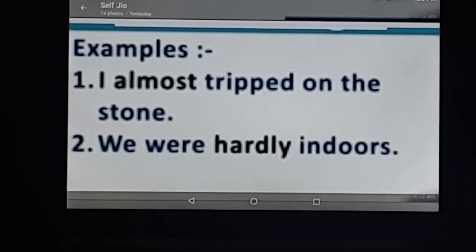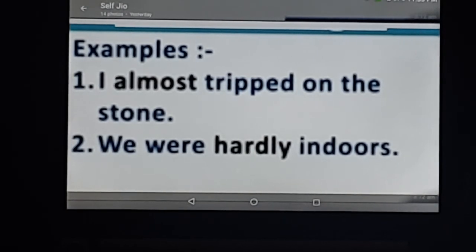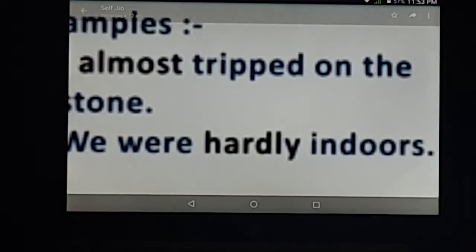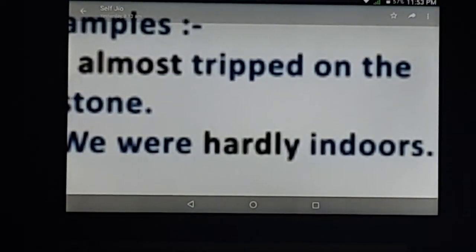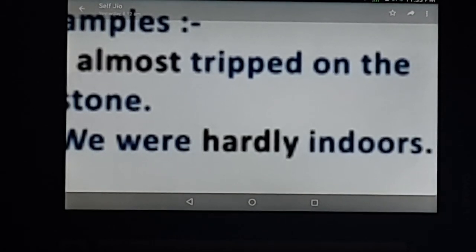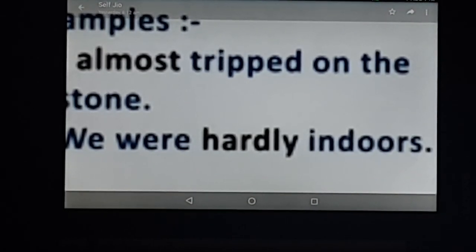Now we move on to another important topic related to adverbs, and that is comparison of adverbs. Like we have comparison of adjectives, similarly in adverbs we also have comparison of adverbs. So we move on to the next topic related to adverbs.